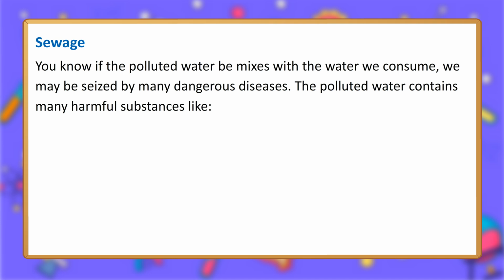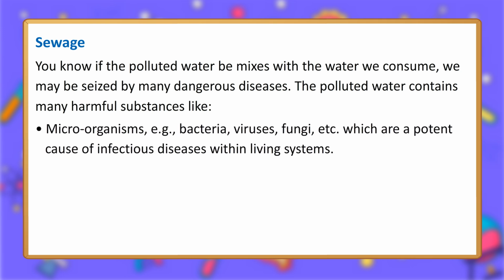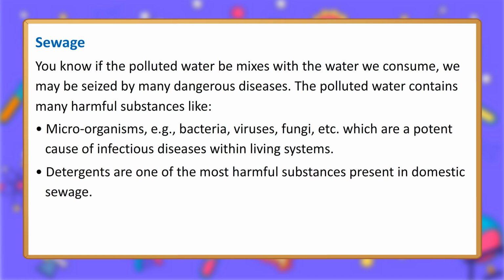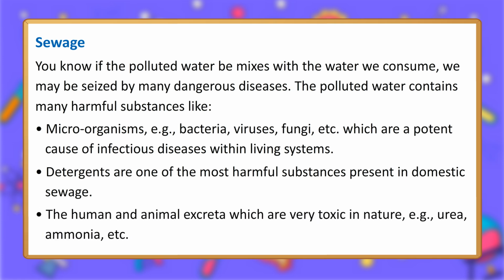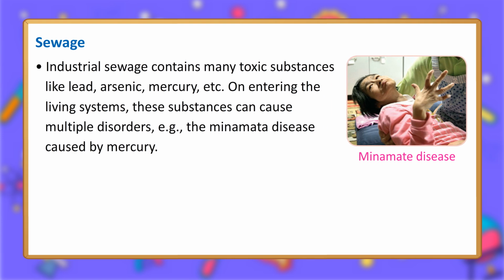The polluted water contains many harmful substances like microorganisms, for example, bacteria, viruses, fungi, etc., which are a potent cause of infectious diseases within living systems. Detergents are one of the most harmful substances present in domestic sewage. The human and animal excreta are very toxic in nature, for example, urea, ammonia, etc. Industrial sewage contains many toxic substances like lead, arsenic, mercury, etc.